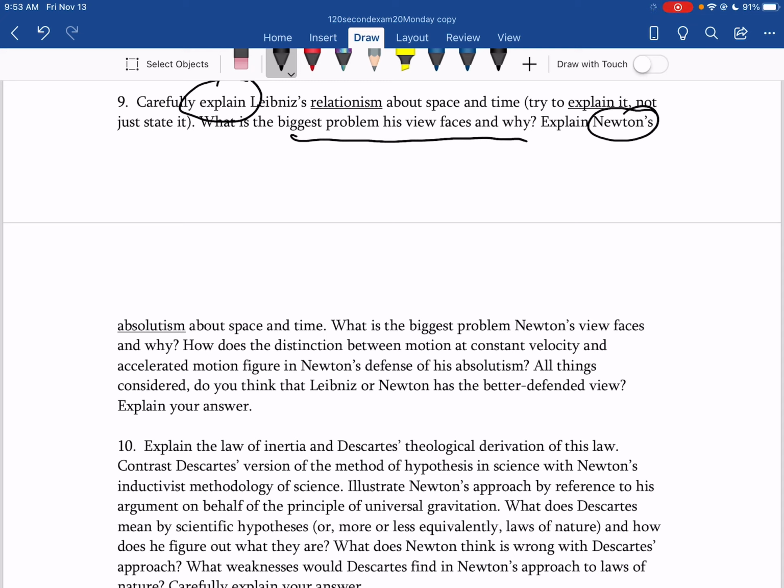Space would be just as it is if there were no objects in it. Time would continue marching on even if there were no events, no objects, no changes to mark time. The biggest problem Newton's view faces is it commits us to scientific facts which are in principle unascertainable. There is no experiment that reveals the existence of propertyless space or time, at least according to Leibniz.